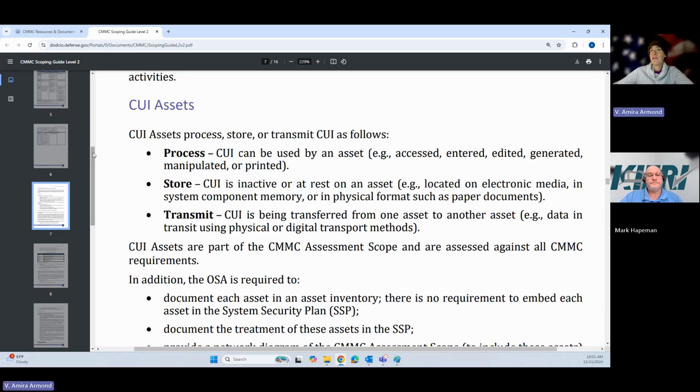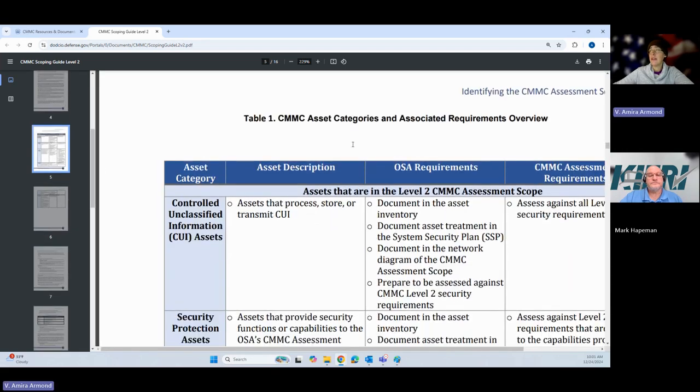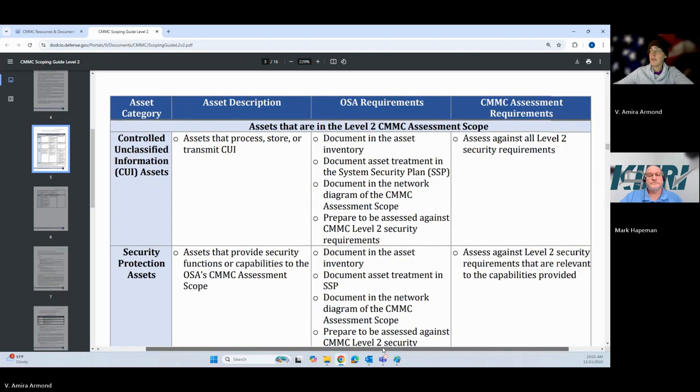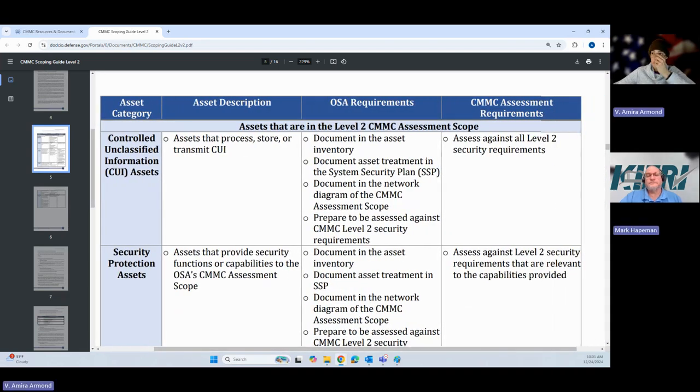Okay, so now we know what a CUI asset is. It's got CUI on it. And what do we need to do for it? So if we come back to this table here, we have OSA requirements. So OSA stands for Organization Seeking Assessment. That's the defense contractor that is being assessed. And that might be a self-assessment, or it might be they're asking for a third-party assessment.